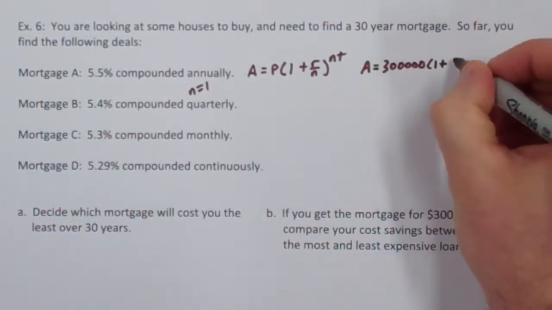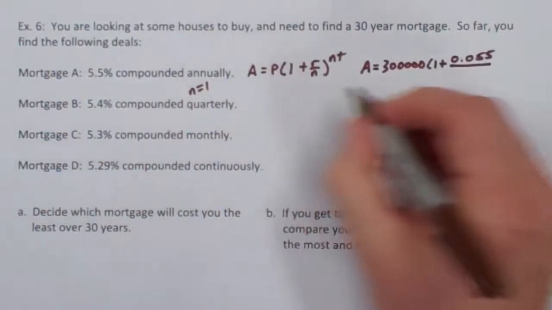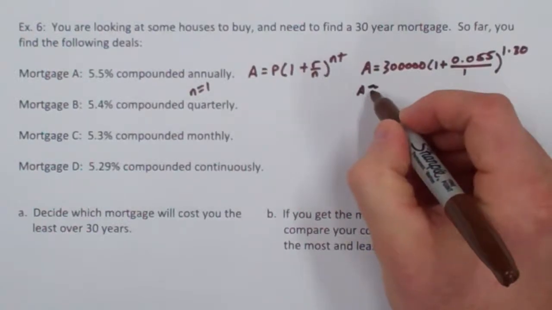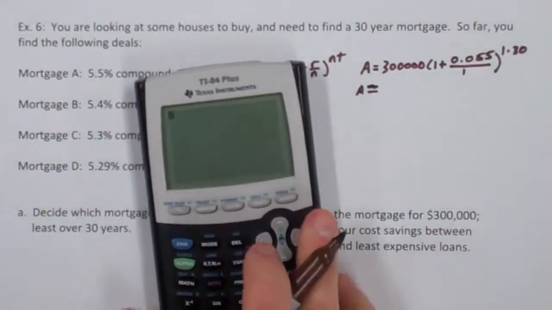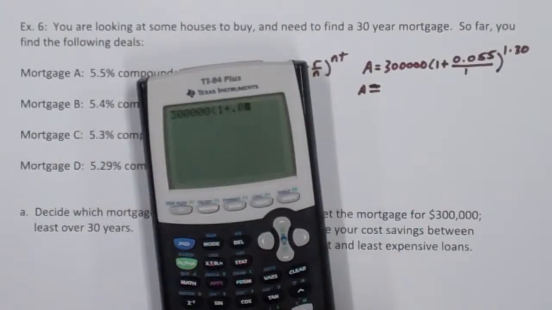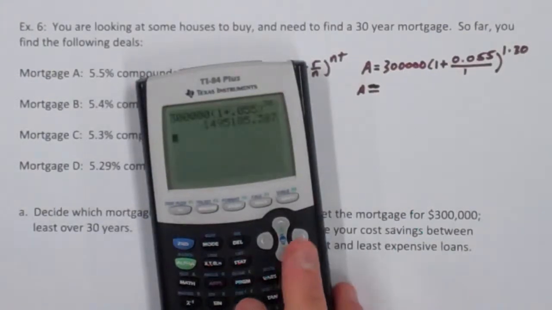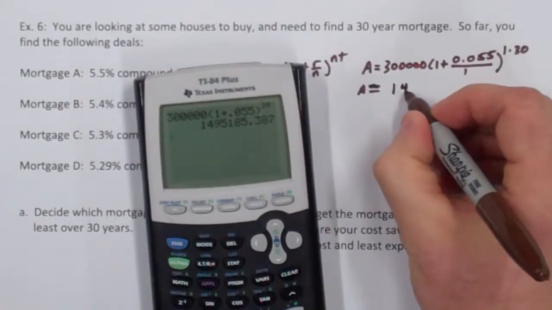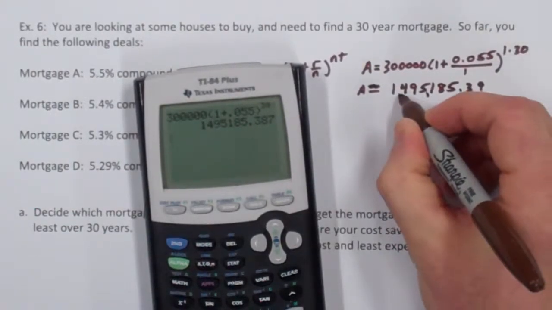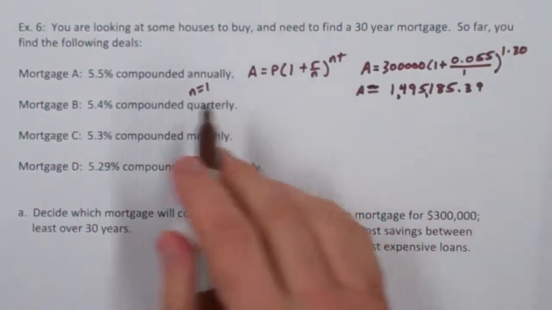And this will be 1 plus 0.055, that's the rate, 5.5%. N is 1, and this will be 1 times 30. We can just type this in to our calculator. 300,000 times 1 plus 0.055, and that's going to be raised to the 30th power. We'll hit enter. So this would be 1,495,185 and 39 cents. So that's $1,495,185 and 39 cents. Now that again would be if you did not make any payments.